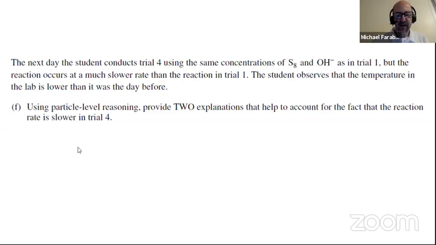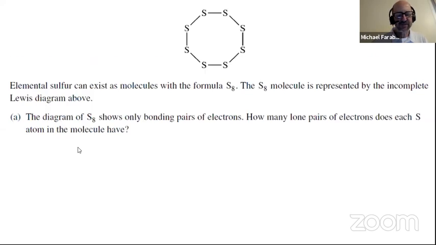So I'll make the assumption that you have already done that, and therefore you're going to go ahead and check your answers to this question. And I'm going to start with part A. All right, we are given this Lewis structure, which is not complete. And then it goes on to say in part A that the diagram shows only bonding pairs of electrons.